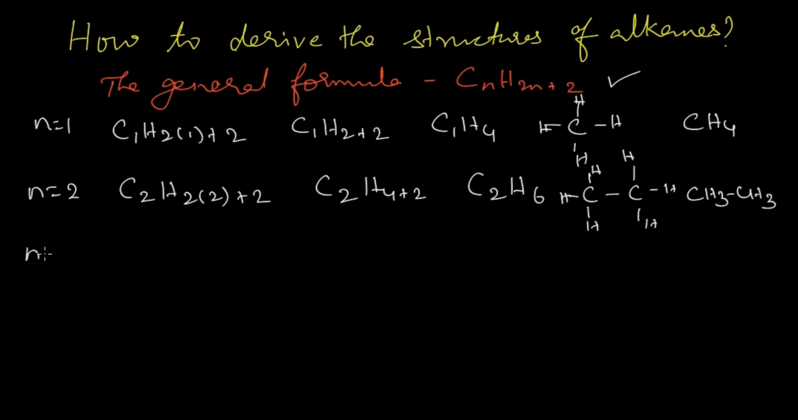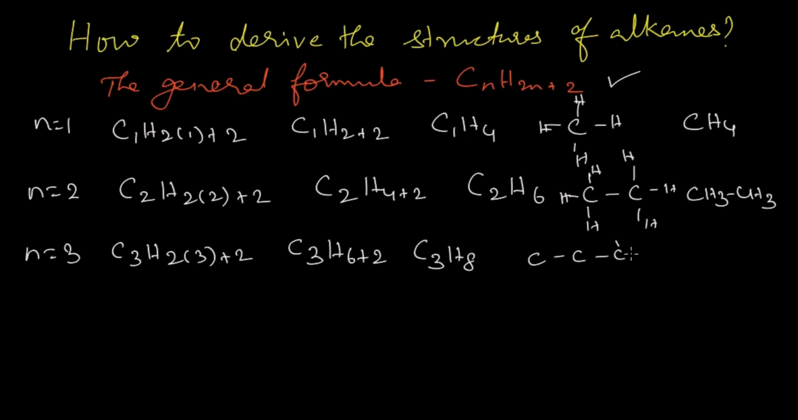Okay. Now n is equal to 3. C3H(2 into 3 plus 2). That is C3H(6 plus 2), C3H8. Now you can write the formula CCC. Okay. All those bonds should be filled by hydrogen. Just count it. It will be correct. How to write this? For this carbon CH3. So CH3, here is a single bond. Then one more CH2. Then CH3.